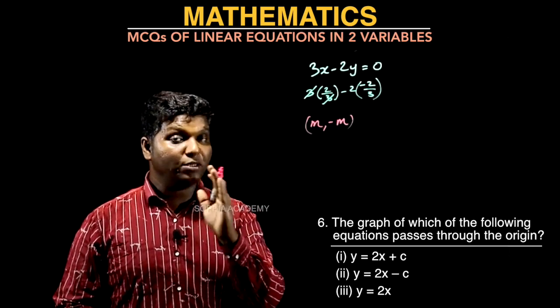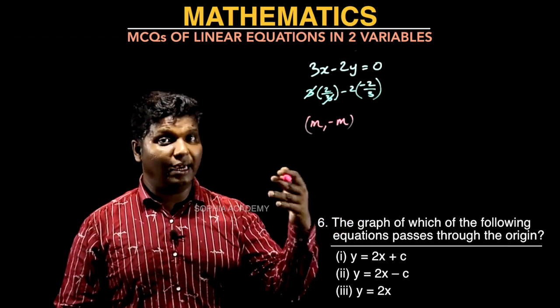Second option, y is equal to 2x minus c. Again same thing, because minus c is there. That is also not the option.